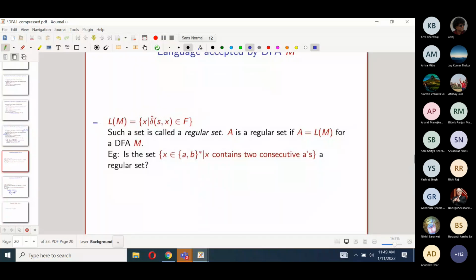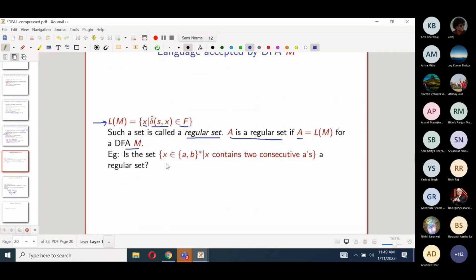So again, the language accepted by this particular machine is the set of strings X such that delta hat of S, x belongs to the set of final states F, and such a set is called a regular set. This is just a name for such sets. A is called a regular set if A is a set of strings accepted by a DFA M.